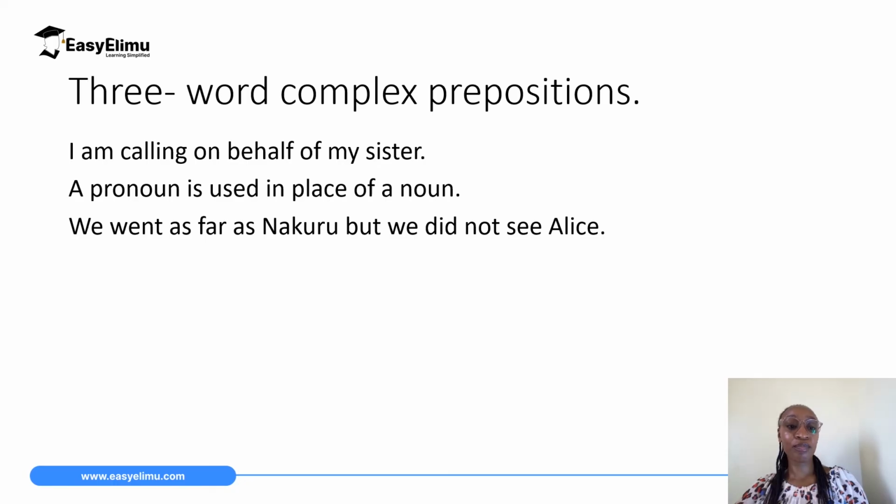For example, I am calling on behalf of my sister. So on behalf of is a complex preposition and it is a three-word. A pronoun is used in place of a noun. In place of is a three-word complex preposition. And lastly, we went as far as Nakuru, but we did not see Alice. As far as is also a complex preposition and a three-word complex preposition. So take note of that.